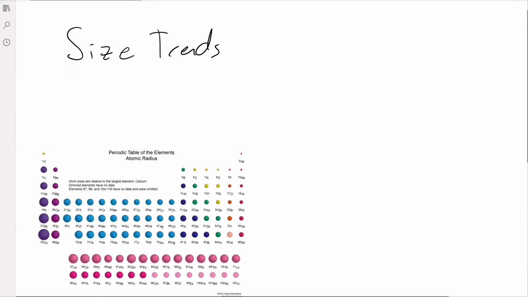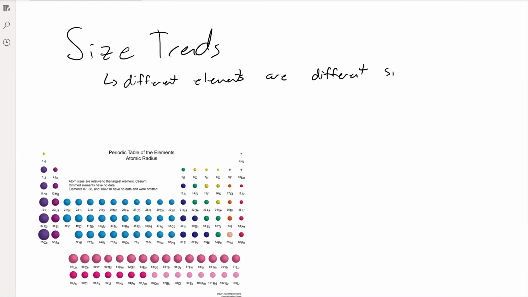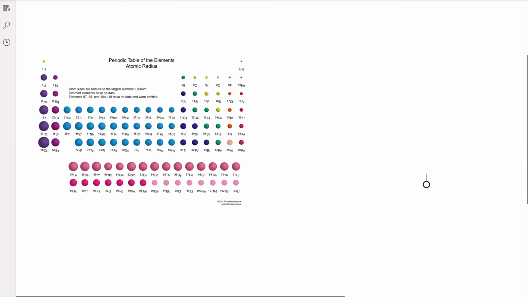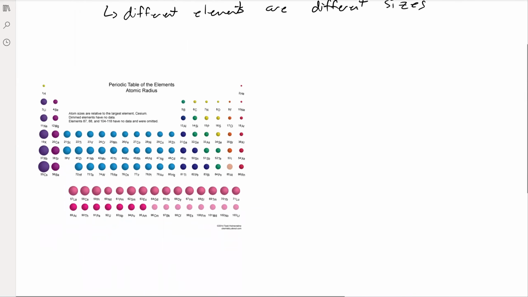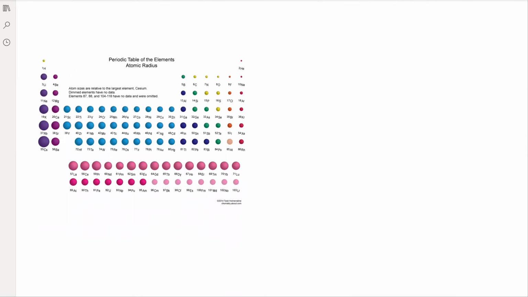Right. So the first trend we'll look at is the size. Obviously, different elements, different atoms are different sizes. I think back to the beginning of the course, we said that the majority of the volume of an atom are the electrons. So what we're really looking at here are the electrons. So as we can see, here's a little periodic table based on the size of the atoms.